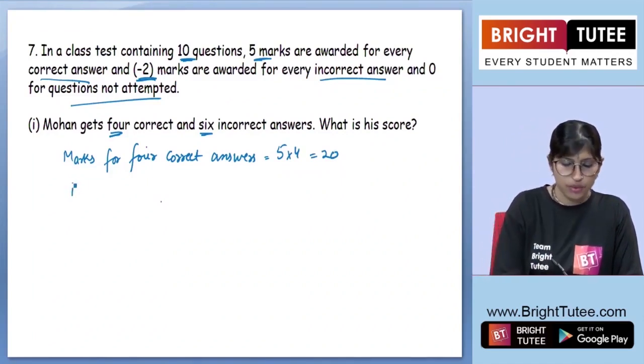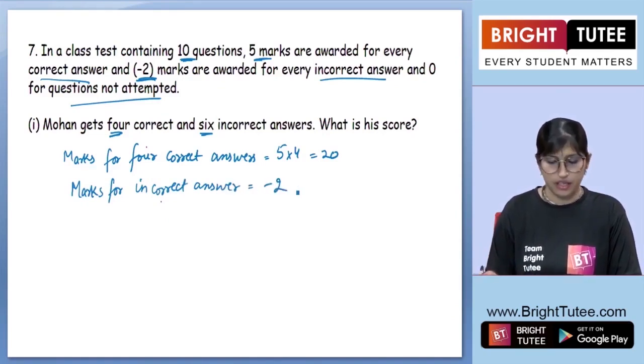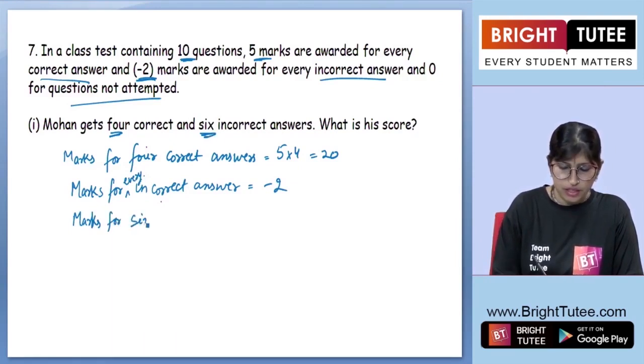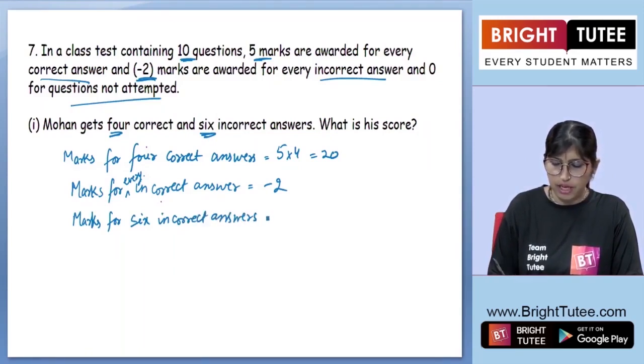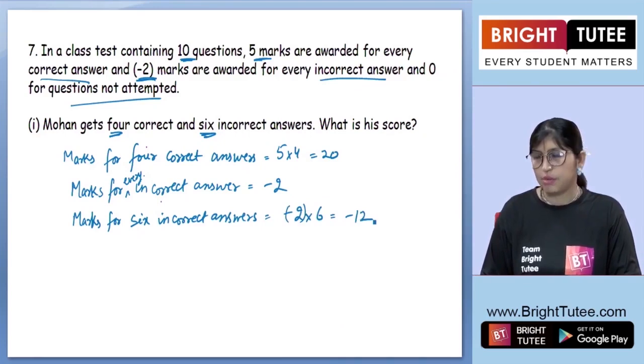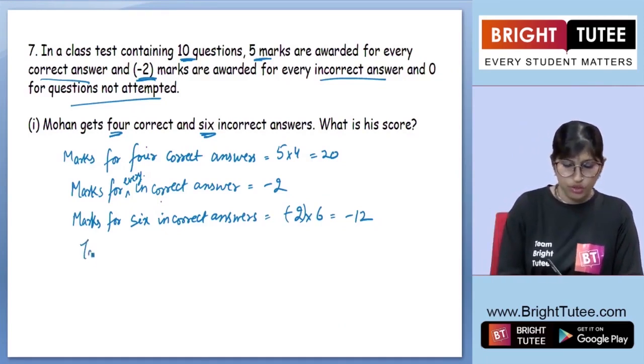Now, marks for an incorrect answer is minus 2 for every incorrect answer. How many are incorrect? 6 incorrect answers. If one incorrect answer gets minus 2, then for 6 incorrect answers we'll be getting minus 2 times 6, which will be minus 12. So marks for 6 incorrect answers will be minus 12. Now, what will the total score which Mohan gets be?